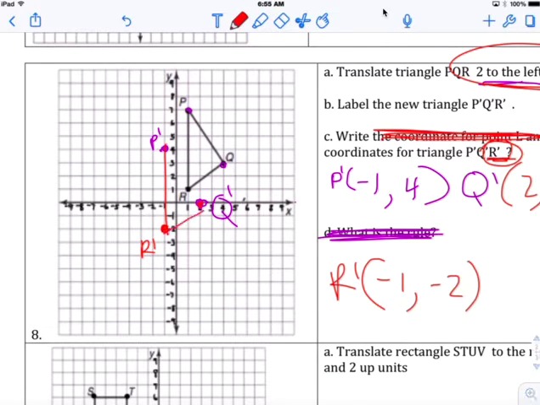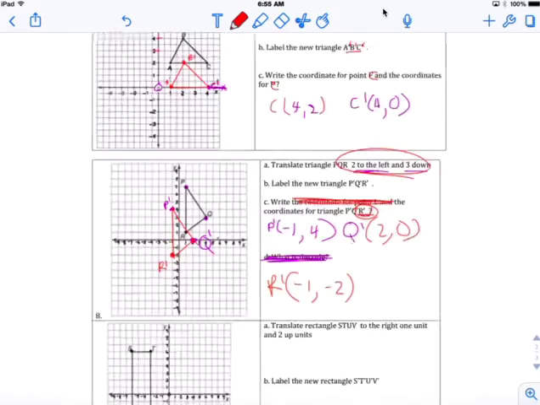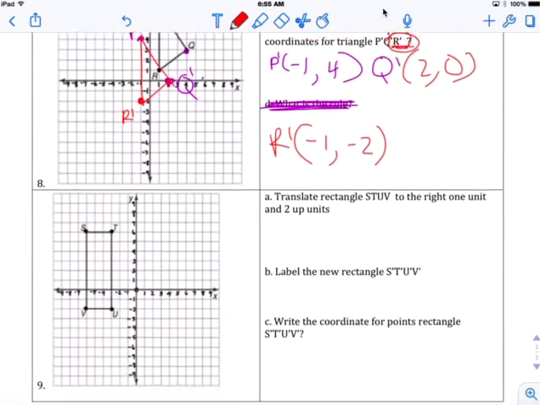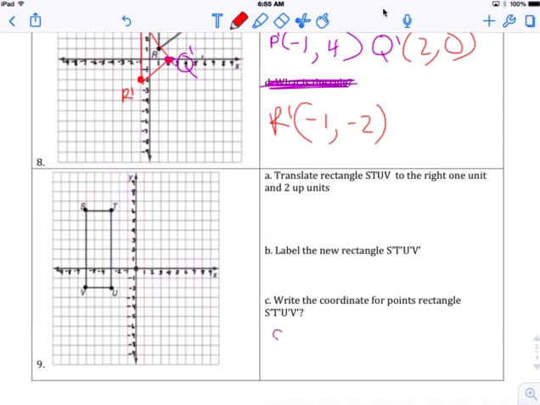Make that congruent triangle. Like that. And same thing here. I think I wrote, make sure you give me the coordinates for S prime, T prime, U prime, and V prime. Okay? Write 1 unit and 2 up. Alrighty.